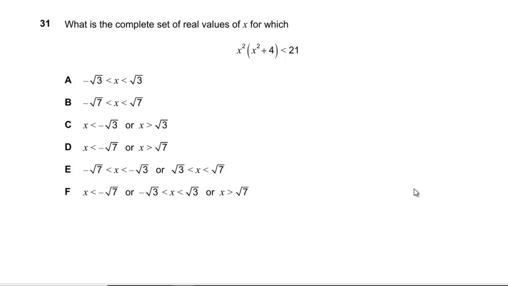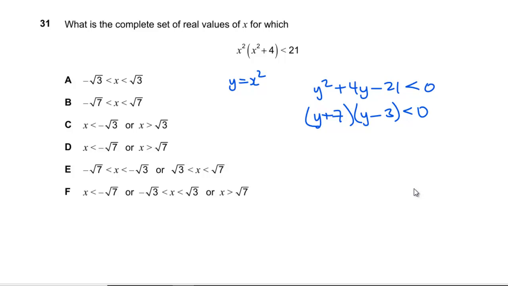What is the complete set of real values of x for which that inequality holds? Okay, so we could say, well, let's have that y is equal to x squared. So we've got that y squared plus 4y minus 21 is less than 0. So that's going to be y plus 7, and then y minus 3 is less than 0. Well, it doesn't work for this. So we're looking for stuff which is between these points because it's a positive quadratic. So we're looking at this one then.